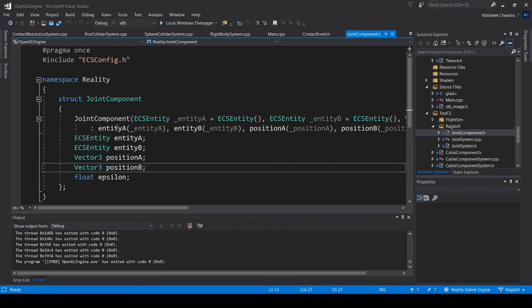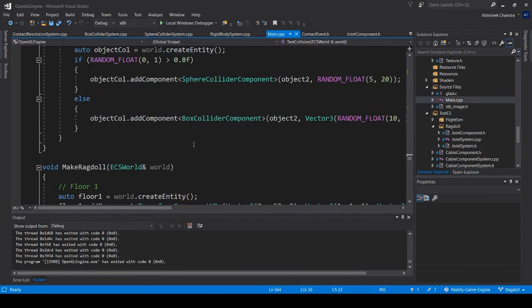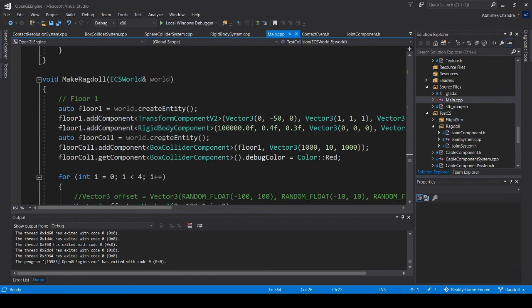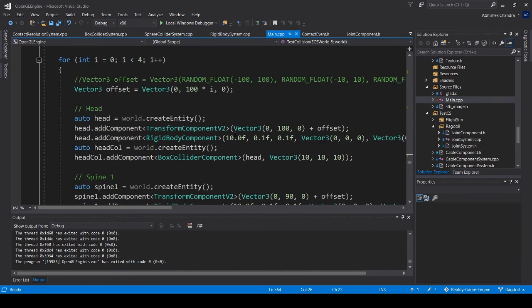Joint component has these variables. You could have slightly different variables, but essentially what information you need for the two objects that are connected by this joint. And you have to figure out the joint system, as in how it will generate a contact given these variables. But that's it. That's all you need for the ragdoll simulation. I'll go to my main. I made a make ragdoll function, which is where I'm doing this.